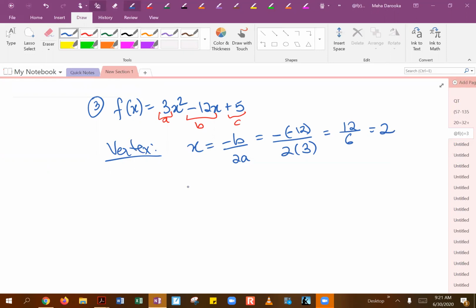So we found the x. Now we need to find the y. So remember, for the y, you take this number 2 that we just came up with and put it back into the equation. So that's going to be 3 times x squared minus 12x plus 5, and then you're replacing your x values with the number 2. So what will this answer come out to be?